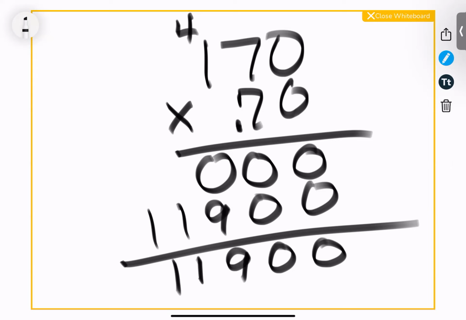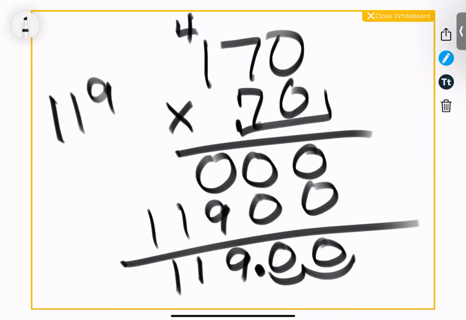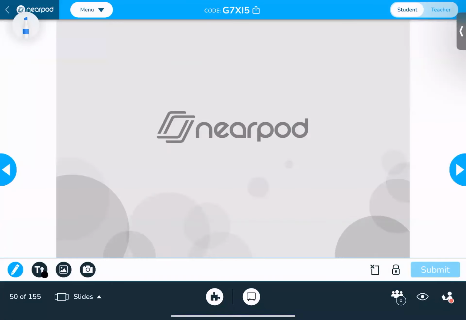Again, if I have 2 digits in my question, I need to have 2 digits in my answer. 70% of 170 is 119. That's our first set. I'm going to take you over to our next set.